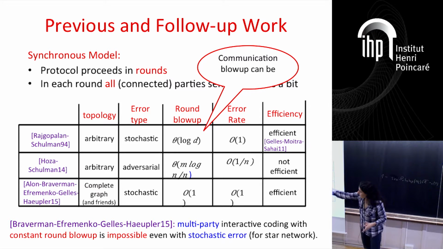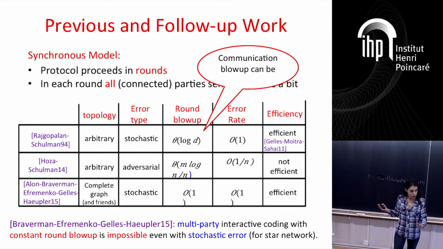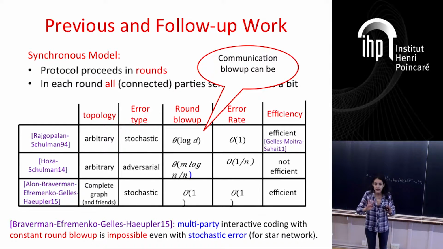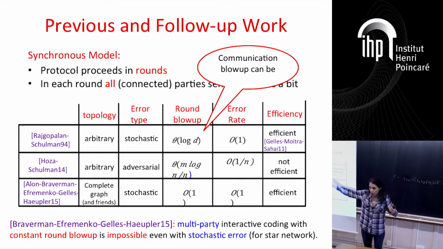So the first work on this topic was, of course, Schulman, because he always has the first work. So it's Rajagopalan and Schulman. And what they did, they constructed a multi-party interactive coding scheme for arbitrary topology. So they didn't need to assume any star or anything, any topology you want. It was for stochastic error, so random error. Okay, each bit is flipped with some epsilon probability, so no adversary. And the rate was order 1. So they got the increase in communication, and the error rate, the epsilon, is constant. Okay, so we get 1 over n, or constant over n, they get constant.